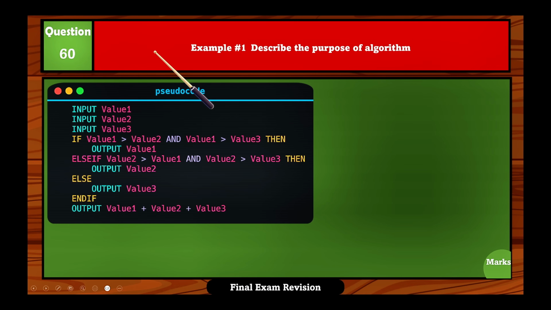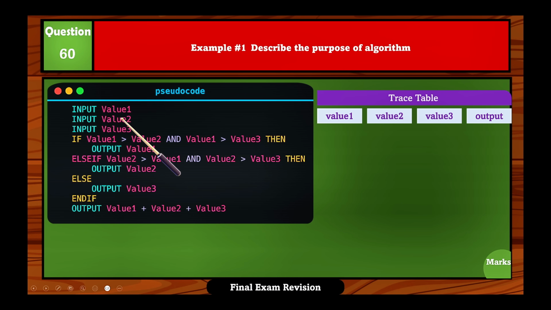Okay, question 60. Describe the purpose of the algorithm. So what is the purpose of this algorithm? First of all, let's see how you can tell the purpose of an algorithm. There are different ways to do it. You can use a trace table, or you can just dry read the code. So let's use the trace table method.